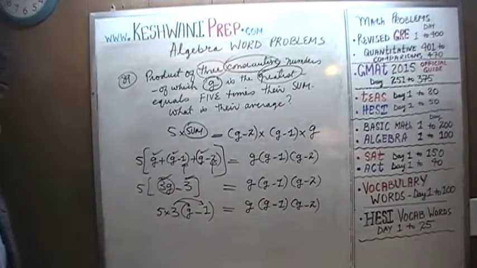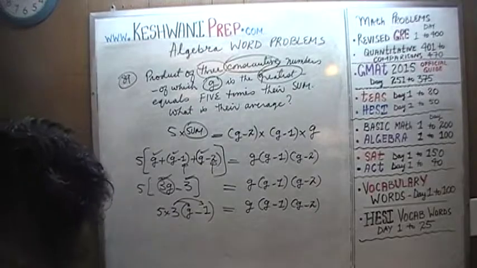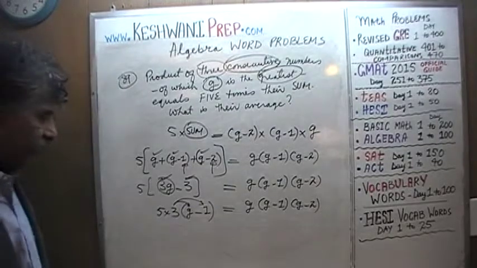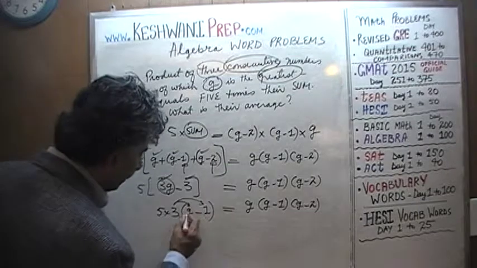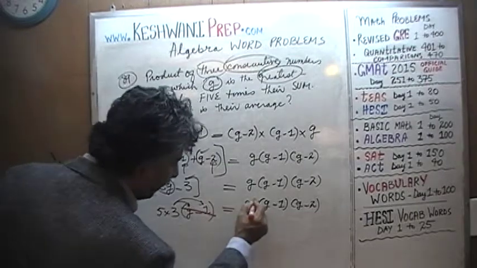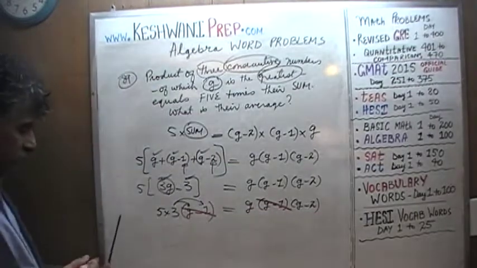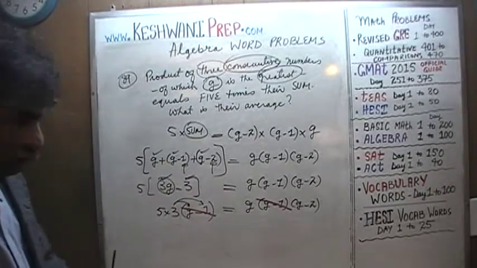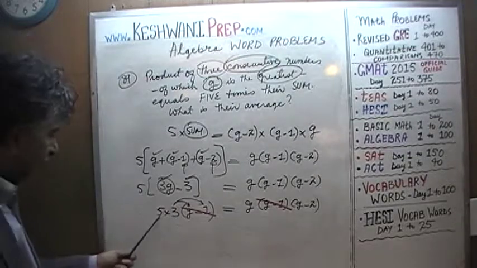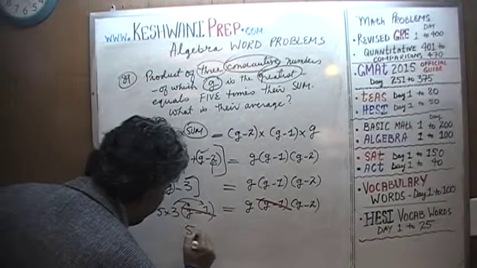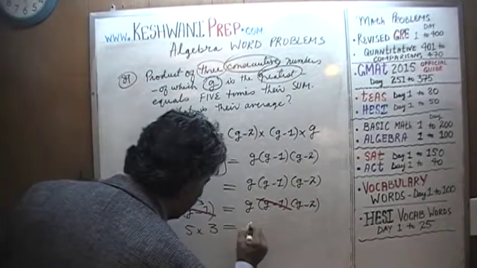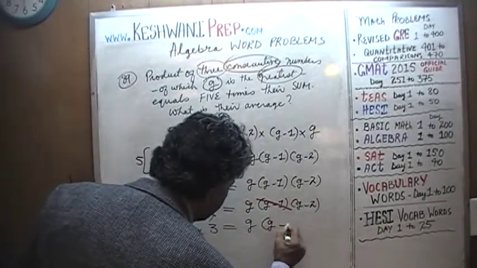What happens next? Well, we see this quantity that happens to be the same on both sides, the common factor, which is g minus 1. If you divide both sides of the equation by g minus 1, it's going to go away. And what we end up with is 5 times 3, we are told, has to equal g times g minus 2.